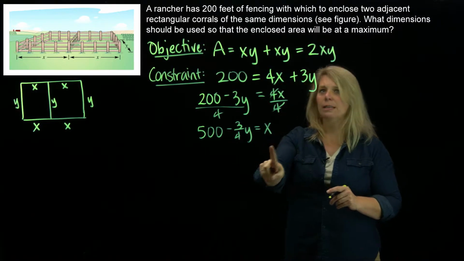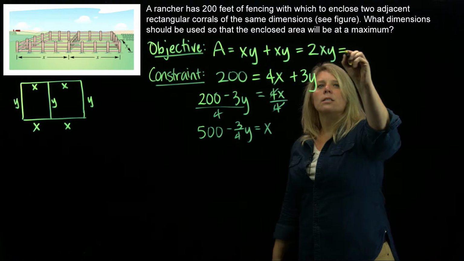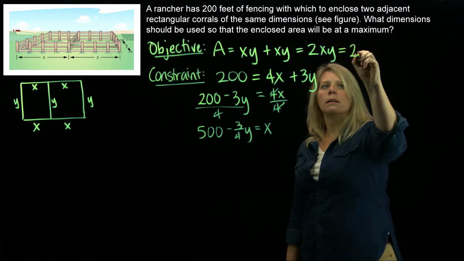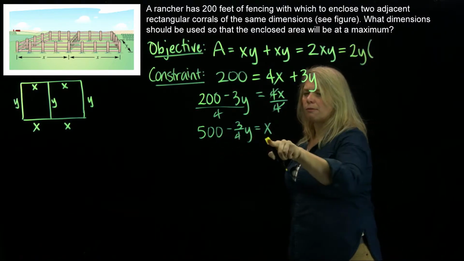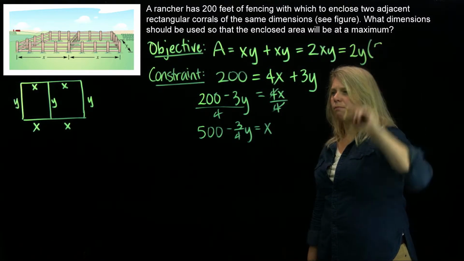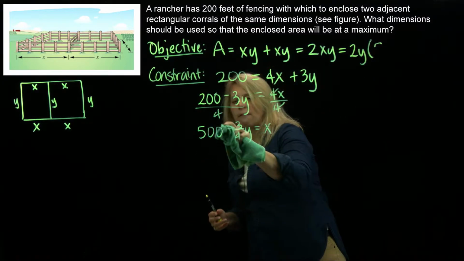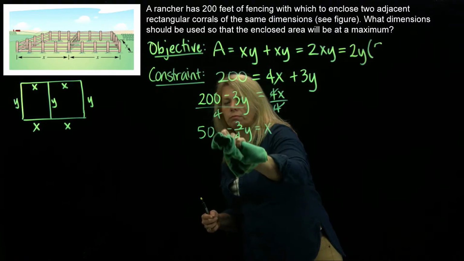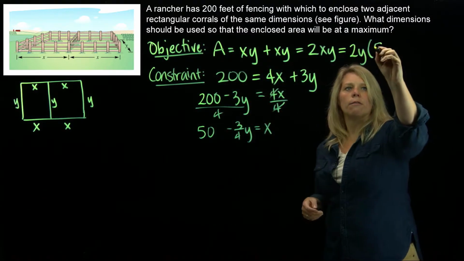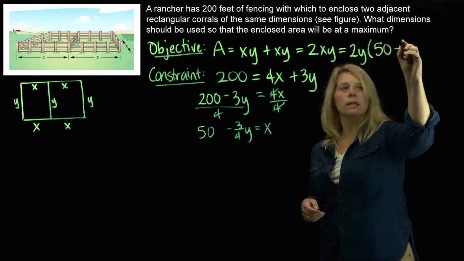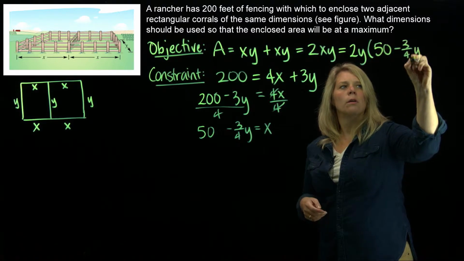All right, so we're going to put this in for x. So we'll have 2y times what we're putting in for x here. Oh, I reduced this fraction wrong, didn't I? 200 divided by 4 is not 500, it's 50. There we go. So 50 minus 3/4 y.